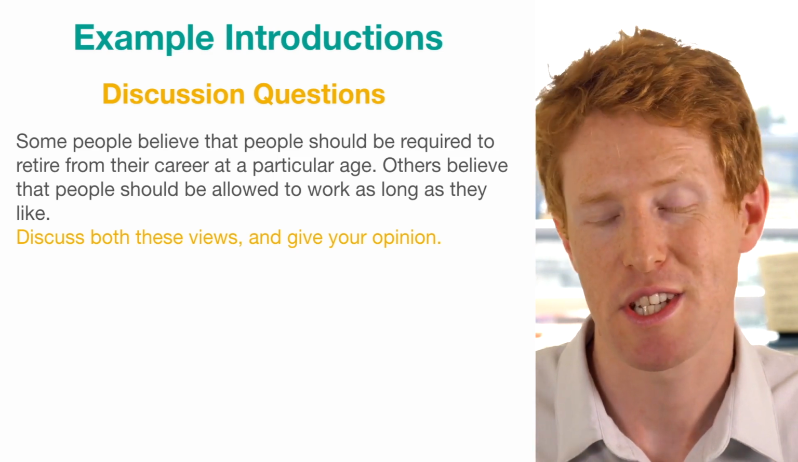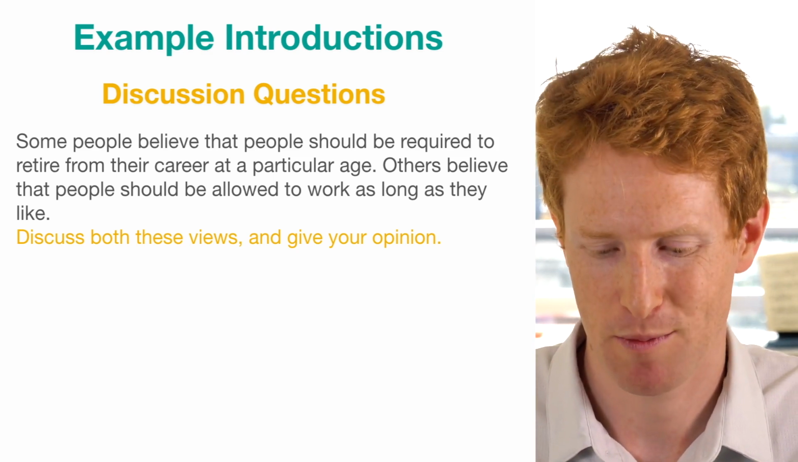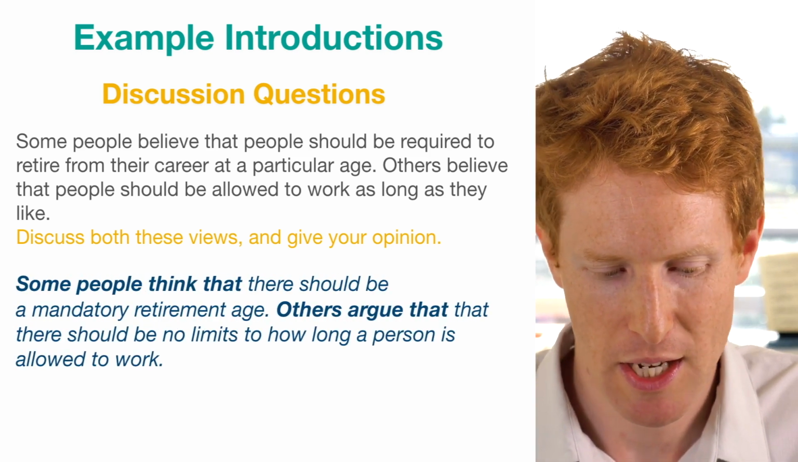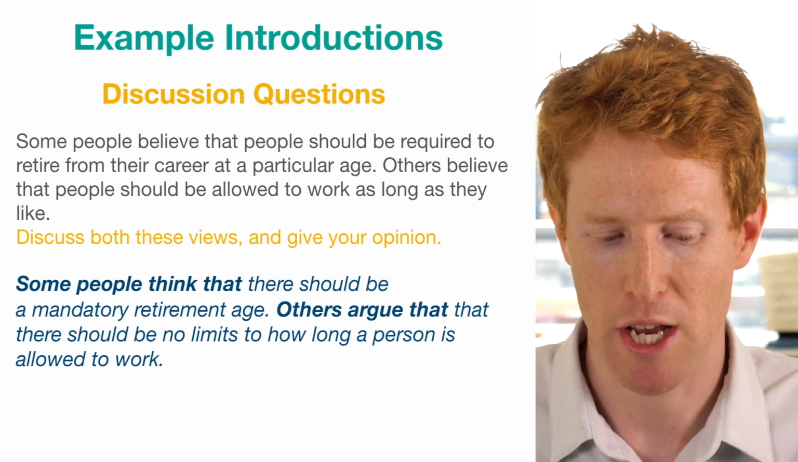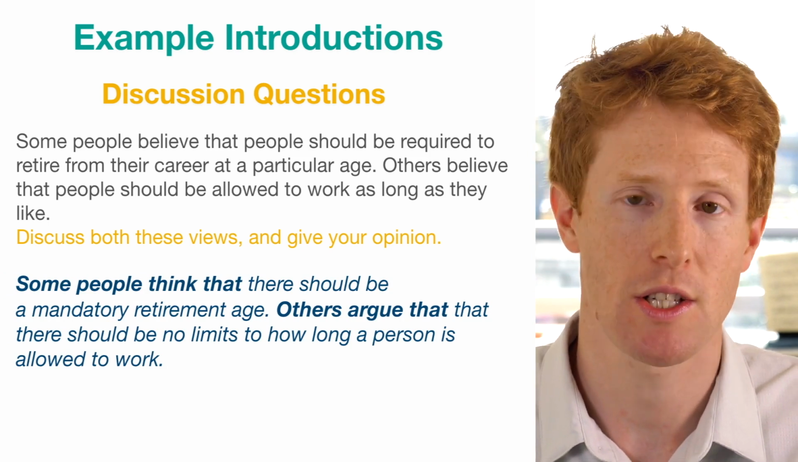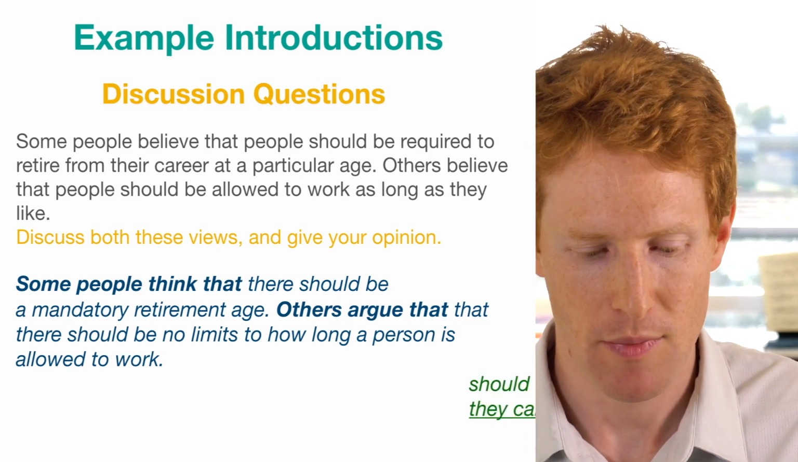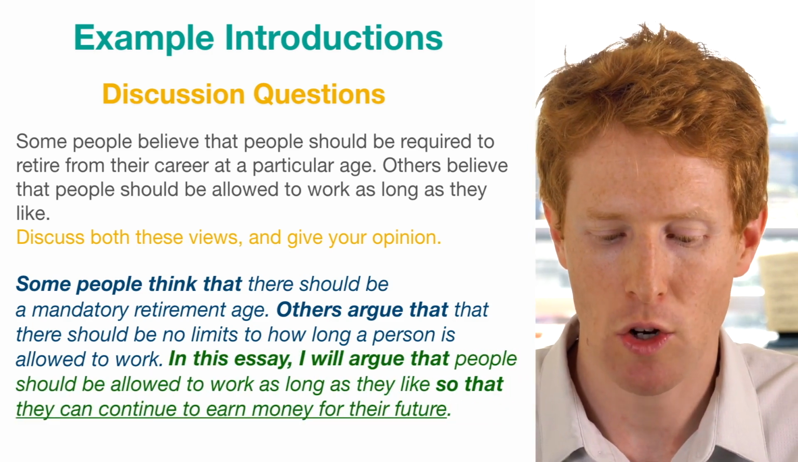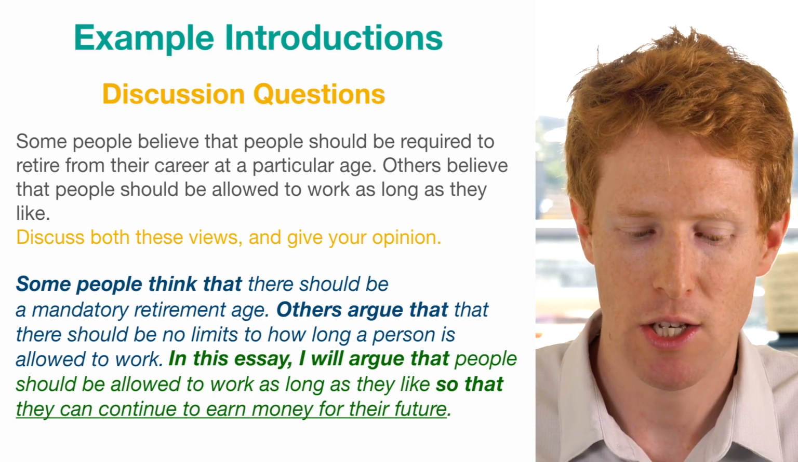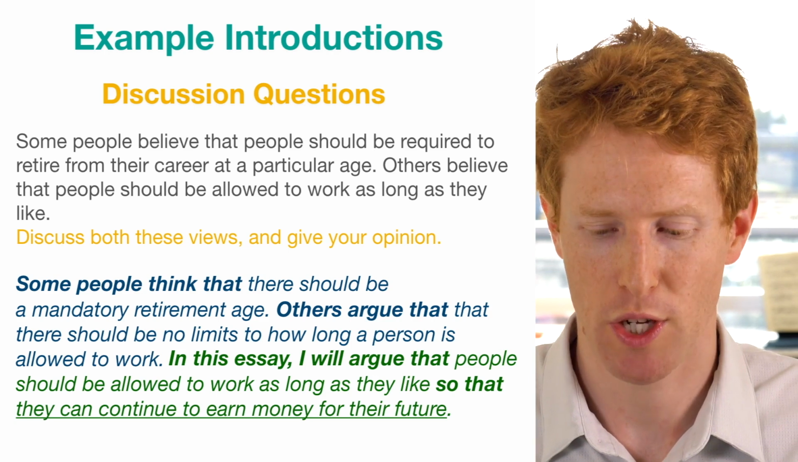Okay, so we've got the some people, so let's use our contrasting opinions template. Some people think that there should be a mandatory retirement age. Others argue that there should be no limits to how long a person is allowed to work. And now let's respond to the question. In this essay, I will argue that people should be allowed to work as long as they like so that they can continue to earn money for the future.